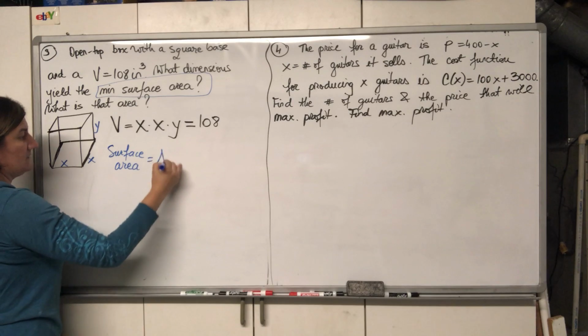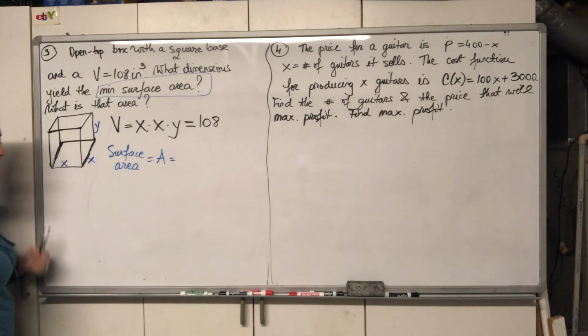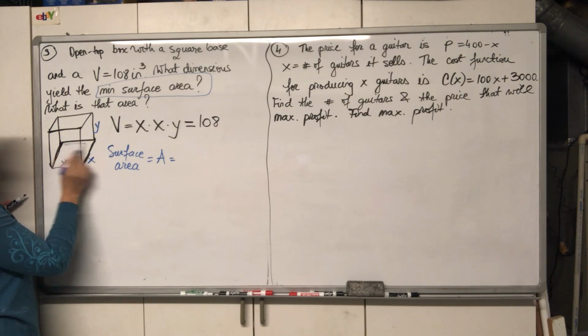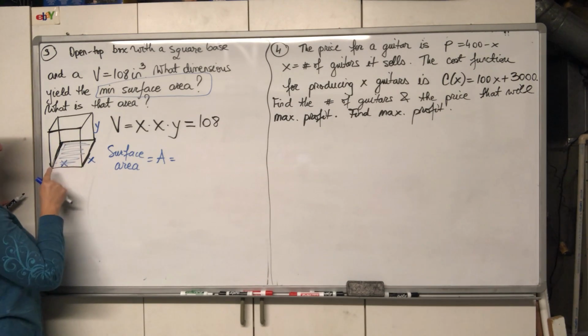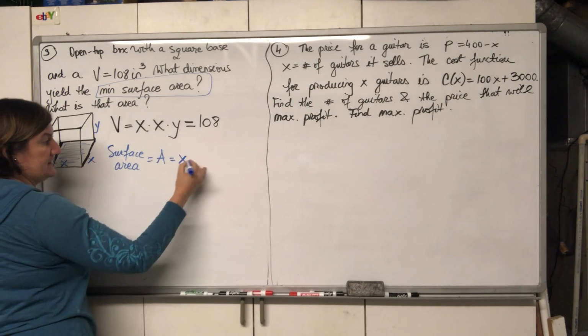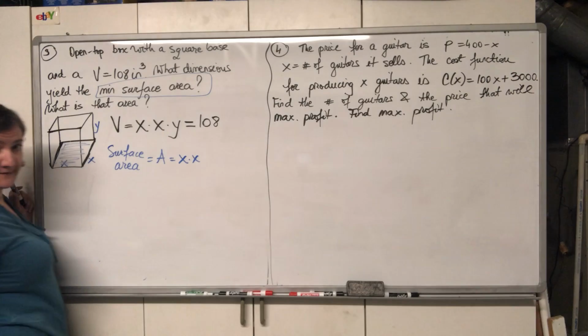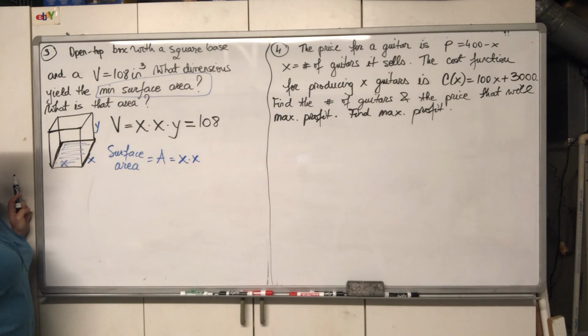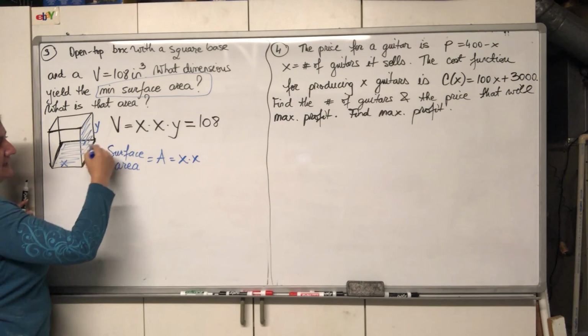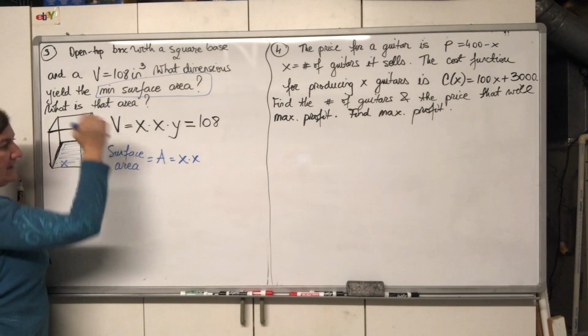Well, I'm going to call this one A. And how do we figure out the surface area? Well, where does this box have a surface? Definitely on the bottom. So the bottom is a square, so its surface area is x times x, right? Length times width. The other thing that this box will have is the sides, right? So each of the sides is a rectangle, that's an x by y.